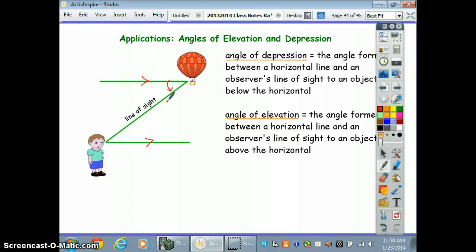And the boy, he's looking up at the balloon. So that's an angle of elevation, like an elevator going up from the horizontal line. This is the horizontal line going up. So that's an angle of elevation. Let's say that the angle of depression, this man looking down at the boy, was 38 degrees. Well, that's the same exact measurement as the boy looking up to the man, 38 degrees. Okay, so that's important for our problems.